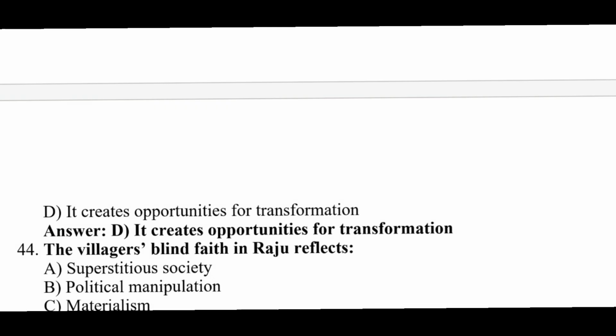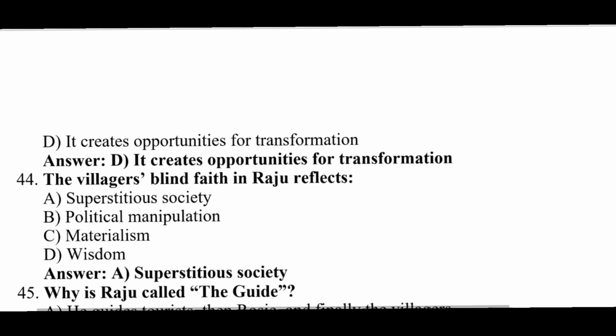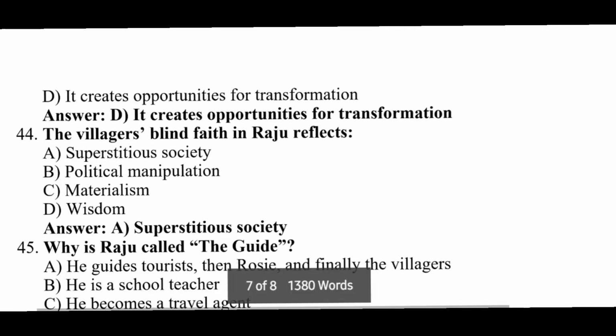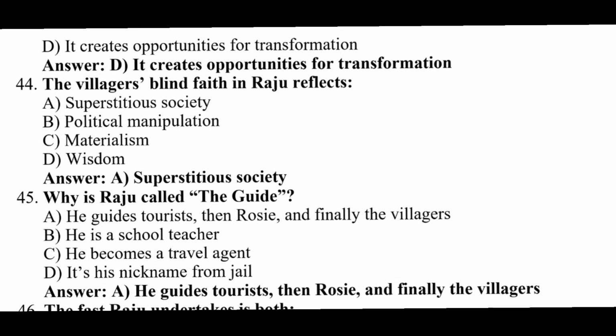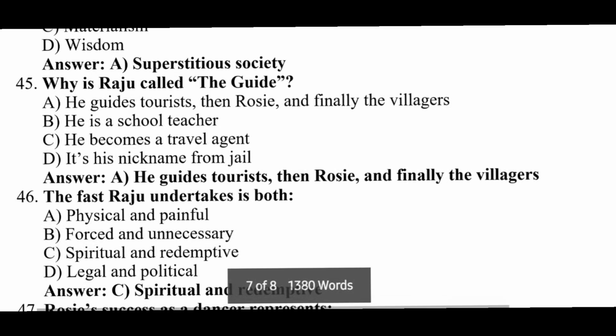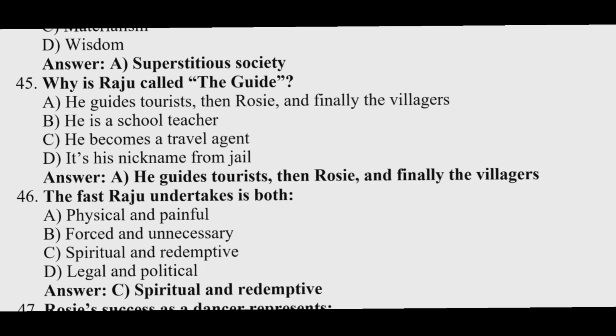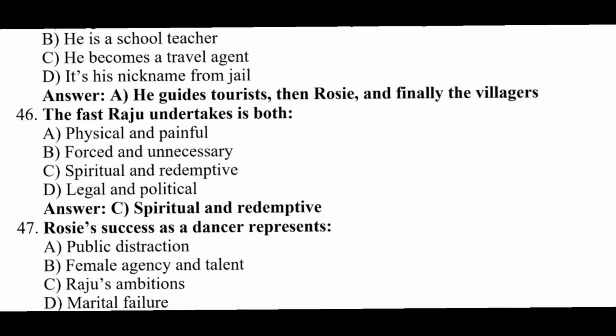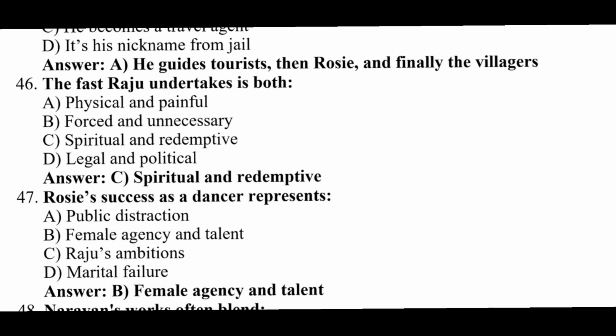The villagers' blind faith in Raju reflects a superstitious society. Why is Raju called the guide? Because he guides tourists, then Rosie, and finally the villagers. The fast Raju undertakes is both spiritual and redemptive. Rosie's success as a dancer represents female agency and talent.